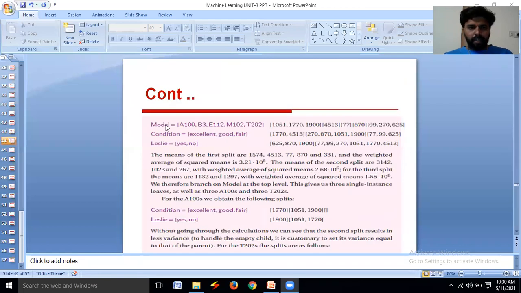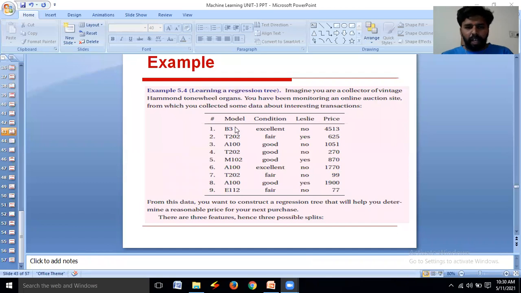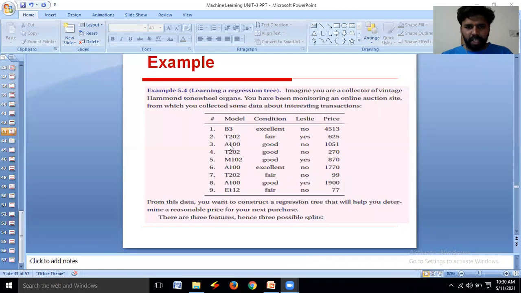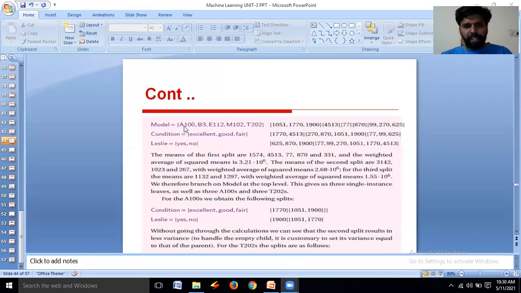Here, what we are doing, observe this point carefully. Model having how many values? I collected these values and mentioned all of them here. A100, I simply discarded duplicates. A100 appeared here, here, and here, 3 times, right? I simply mentioned it 1 time.